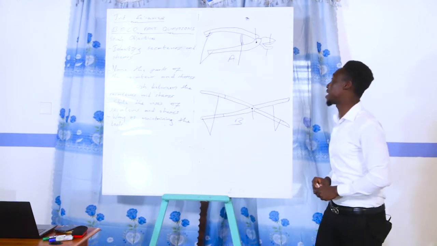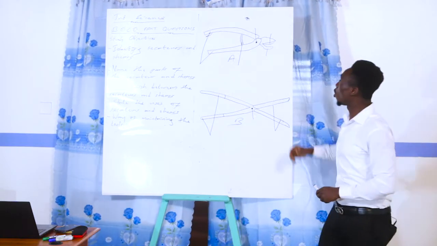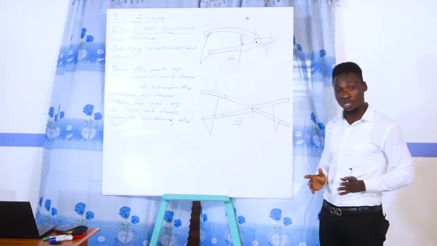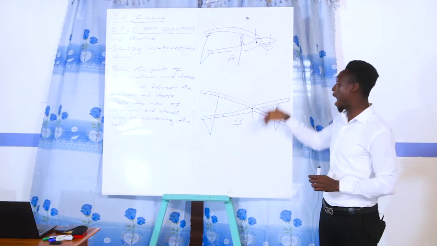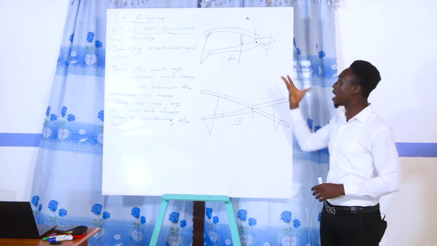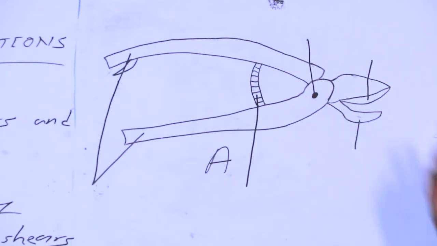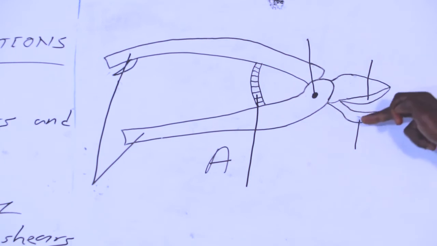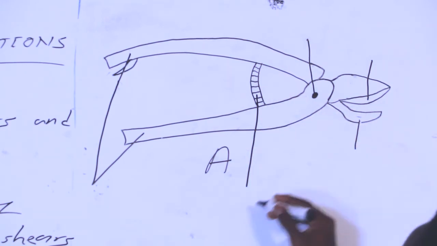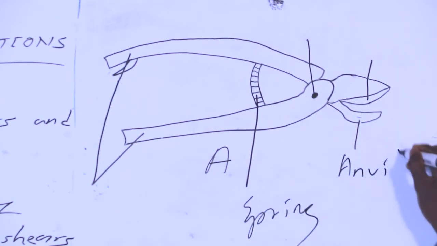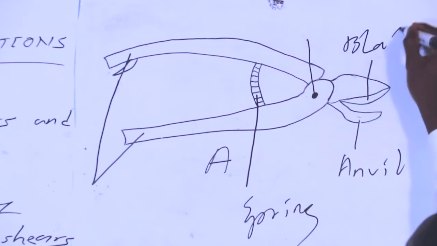What we have here is an anvil. We actually place the substance to be cut. If it is a branch, the branch will be cut on the anvil. Then we press the handle to apply force on the branch, to be able to cut the branch with this blade on the anvil. So that is the part that we have as the spring. Then there is the anvil. Then there is the blade.